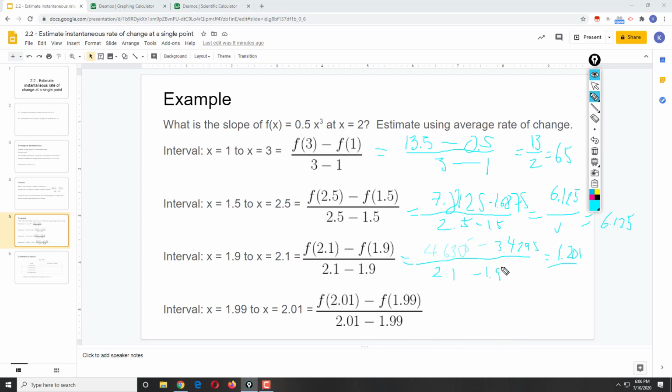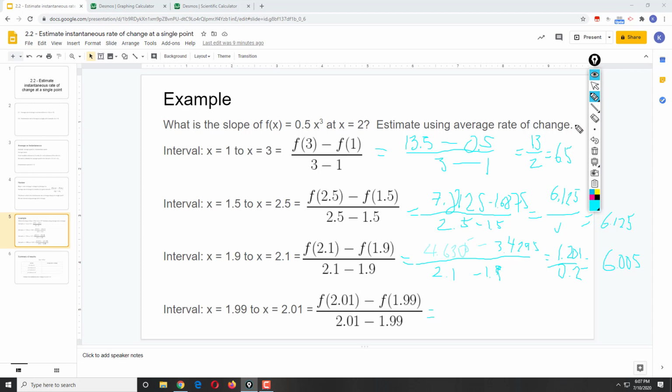1.201. 2.1 minus 1.9 is 0.2. 1.201 divided by 0.2 is basically 1.2 times 5, because dividing by 0.2 is the same as multiplying by 5. So it has to be 6.005. So we see that it's getting closer to 6. That would be my guess for the slope, actual slope.